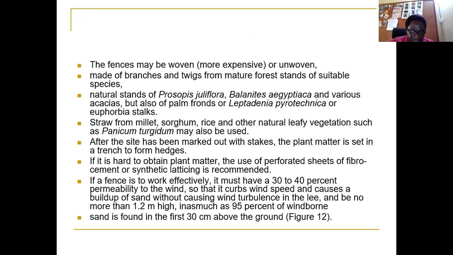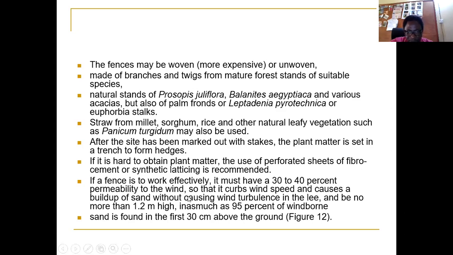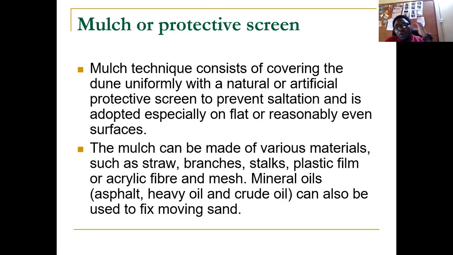For example, if a fence is to work effectively, it must have a 30 to 40% permeability to the wind, so that it curbs wind speed and causes a buildup of sand without causing wind turbulence in the lee. So the leeward side is the other side, and be no more than 2.2 meters high, in as much as 95% of the wind-borne sand is found in the first 30 centimeters above the ground. And then another mechanical method is the mulch or protective screen, which is covering the dune uniformly. Some of the things you saw, those checkered with straw, branches, stalks, plastic film.